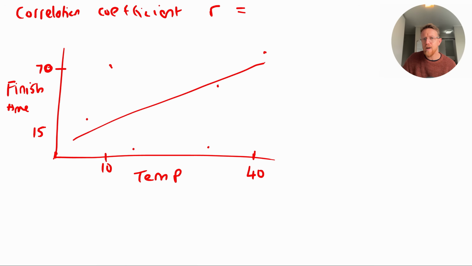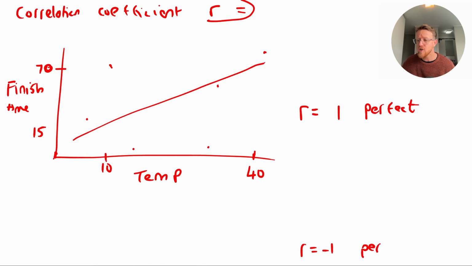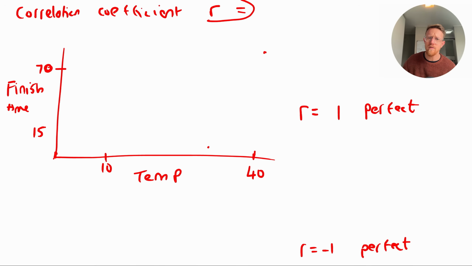And the mathematical number that we use to help us tell us whether there's a strong relationship or not is the correlation coefficient. Now, based on what that value is, you can comment on whether the relationship is strong or weak. So if your R value is 1, then we call that perfect. If your R value is -1, that is also perfect.